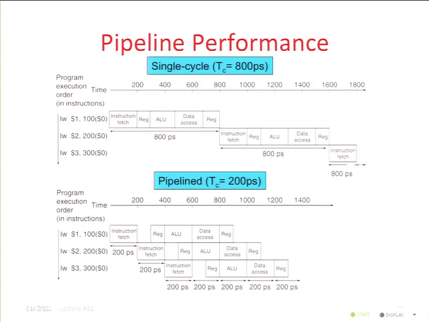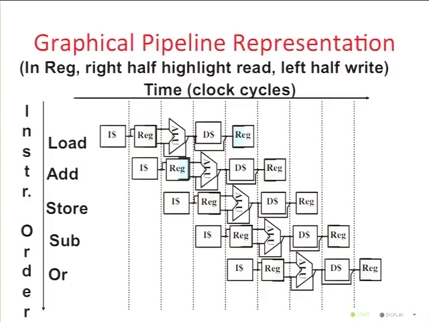Isn't data access supposed to be really slow? Yeah, exactly. And if you see the way we draw the data access here, we don't actually show it going to memory. We show it going to the instruction cache or to the data cache, and that has to be fast. Level 1 cache has to be fast enough to return within this clock tick.